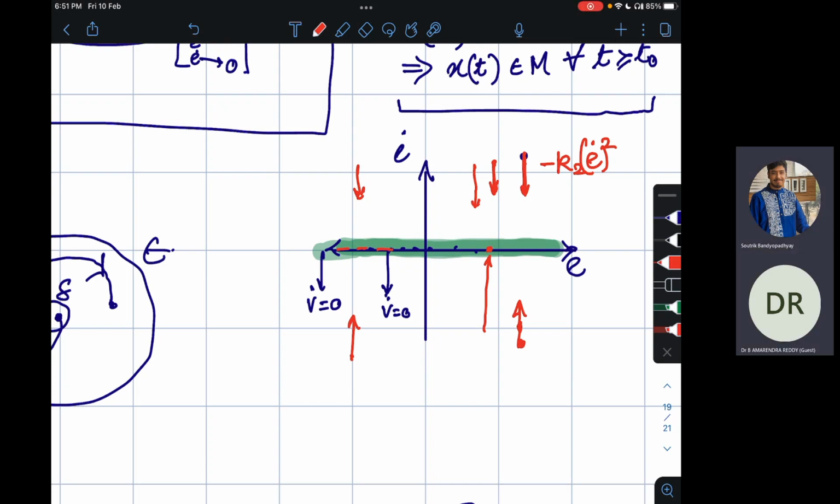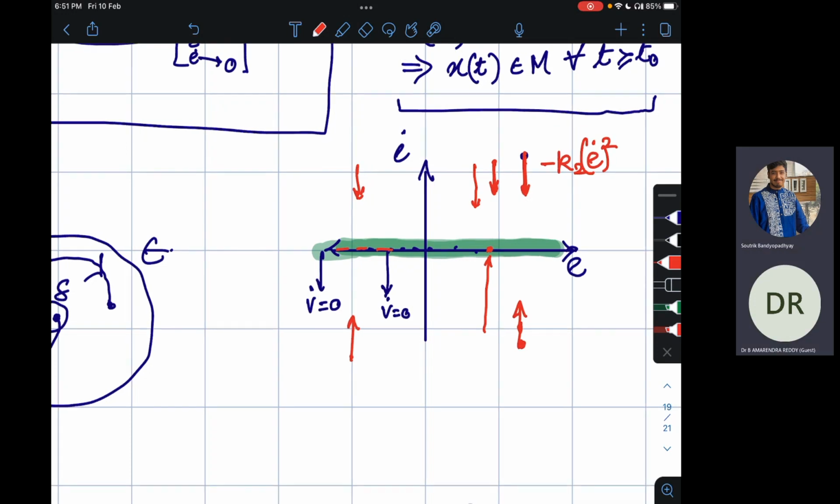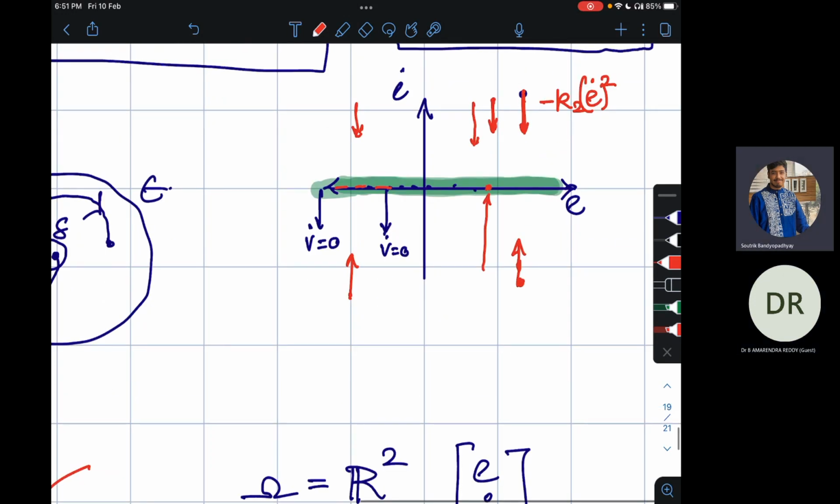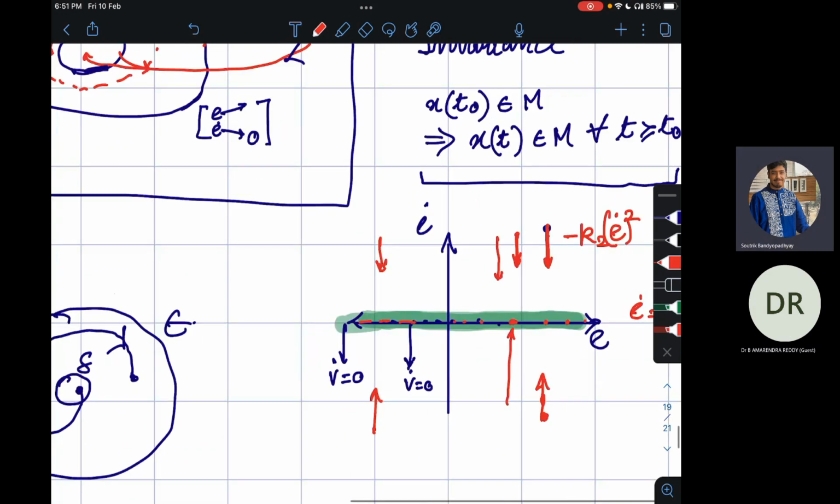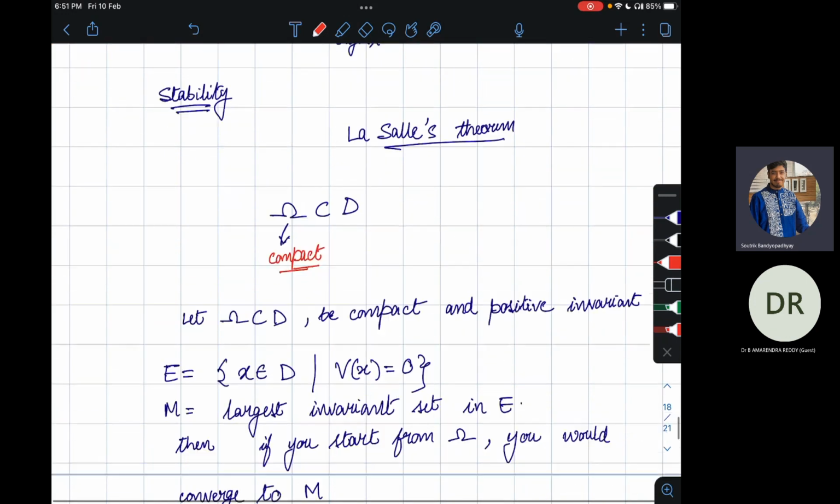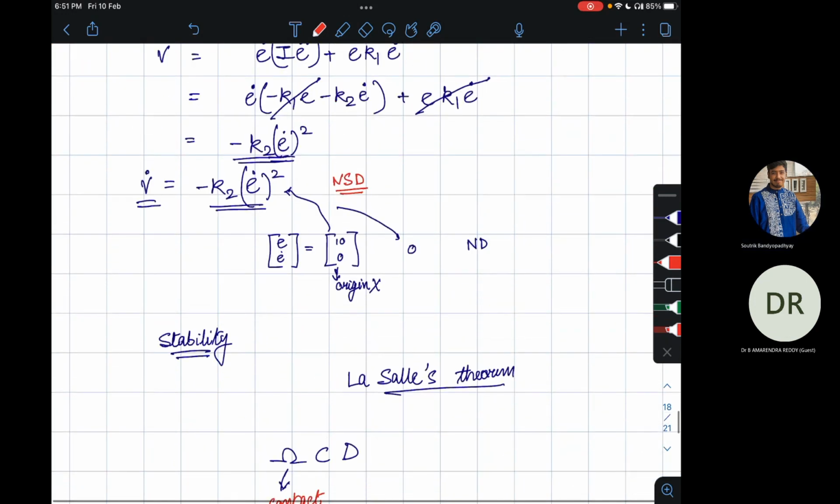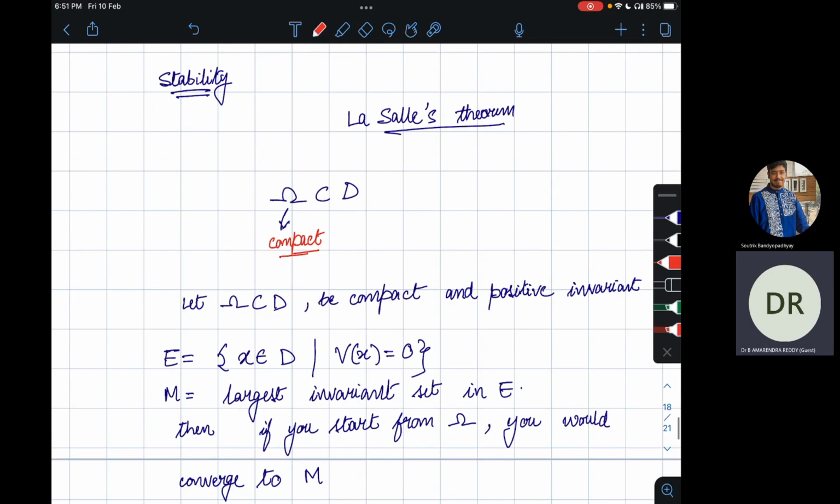At E dot equal to 0, there are these points on the line, right? So any point on this line has E dot equal to 0, and which would be the NSD result, right? So V dot is equal to 0 over here, right?